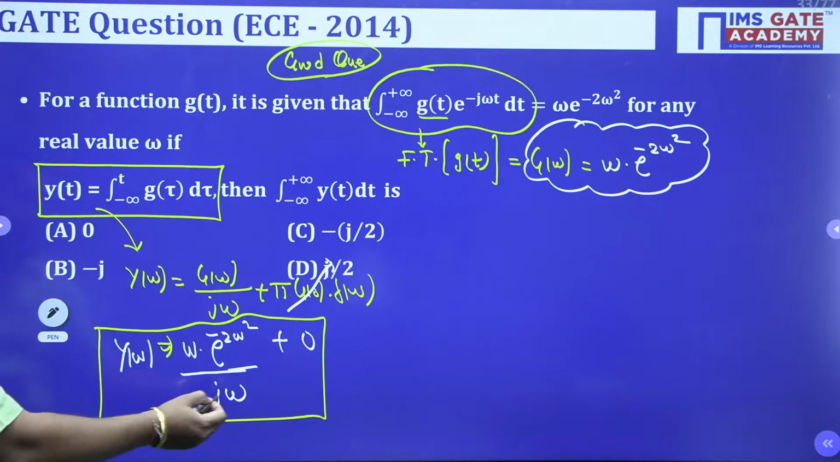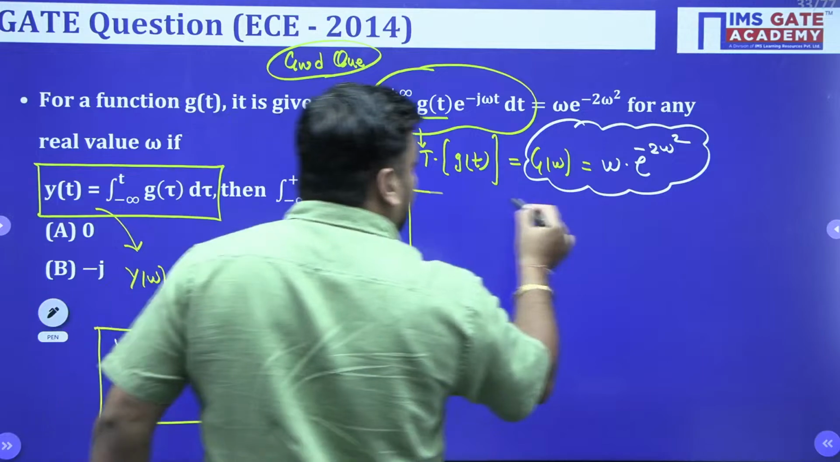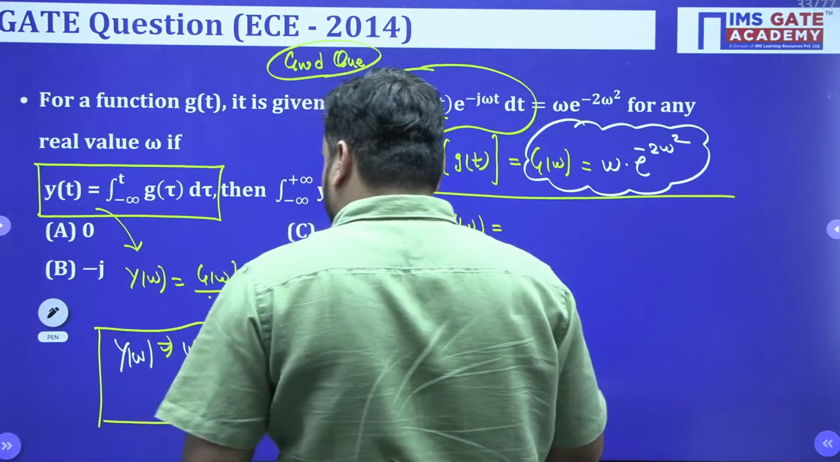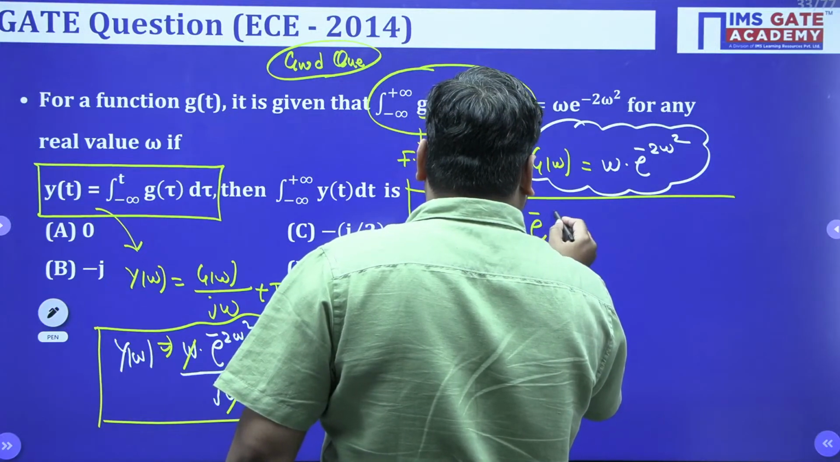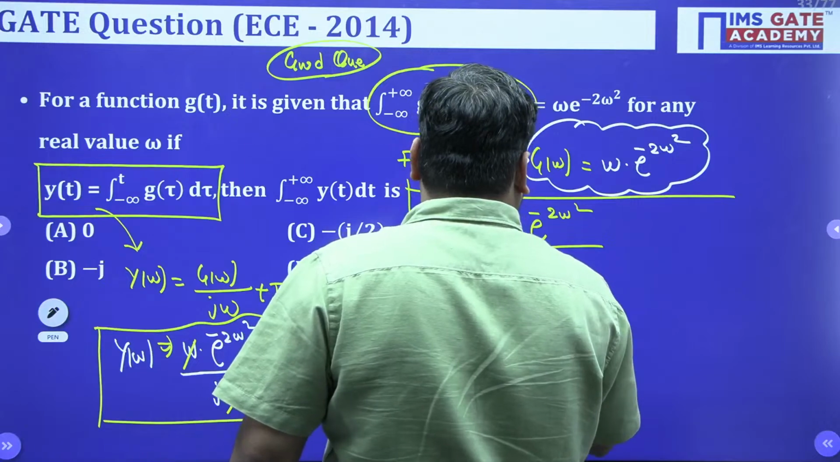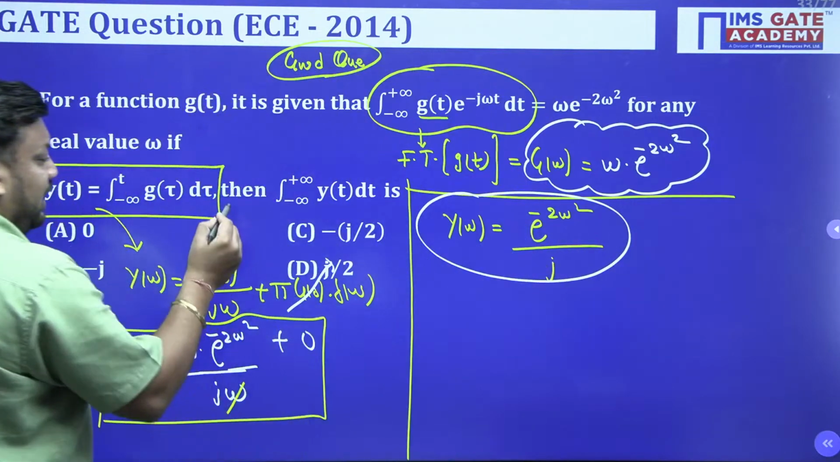Now tell me student, here omega and omega cancel out. So what is your ultimate Y(omega) now? Your ultimate Y(omega) will be e to the power minus 2 omega square upon j. This is your Y(omega). Now till here everything we completed.